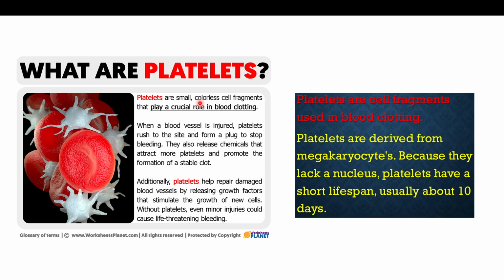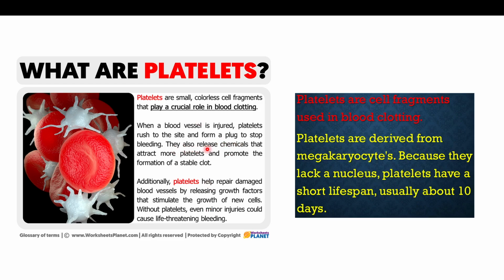Now, what are platelets? Platelets are small colorless cell fragments whose major role is to help in the process of blood clotting. Okay, these are actually cell fragments basically. So whenever a blood vessel is injured, platelets rush to the site and form a plug to stop bleeding.